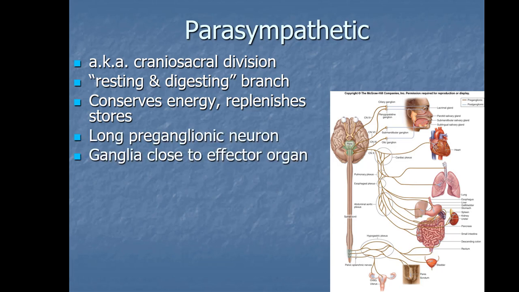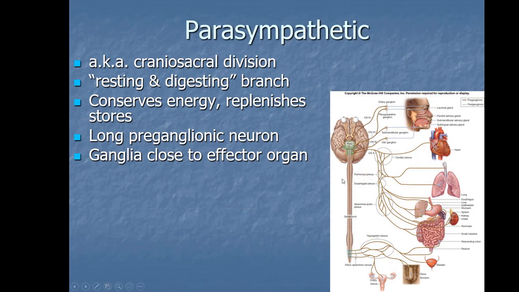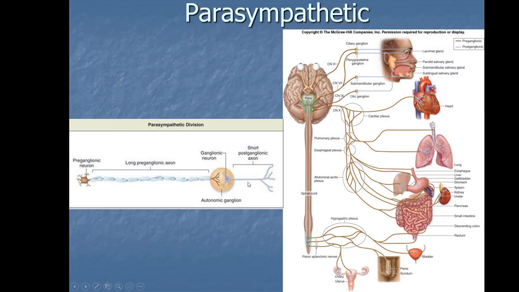Anatomically, there's a long preganglionic neuron and a very short postganglionic neuron. Thus, the ganglia where they synapse is always going to be close to the organ. Here's another picture: see the long myelinated preganglionic neuron and the short unmyelinated postganglionic neuron.